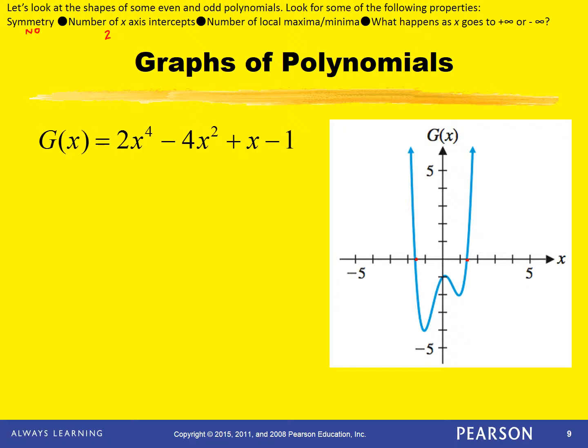Number of local maxima and minima. There's a min, there's a max. There's a min, 3. Now that has happened pretty commonly. The number of extrema, maxima and minima, is one less than the degree.